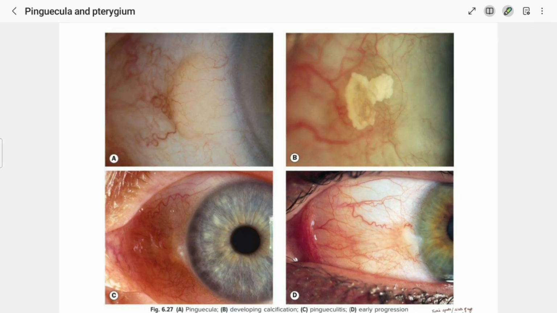Coming to images of pinguecula. So this is a pinguecula. As I told you, it is a white yellow mound seen on the bulbar conjunctiva, just adjacent to the limbus. This is a developing calcification, and here you are seeing this much of redness, so this is pingueculitis. And this small extension here crossing the limbal area, so we can say that this pinguecula is progressing to a pterygium.